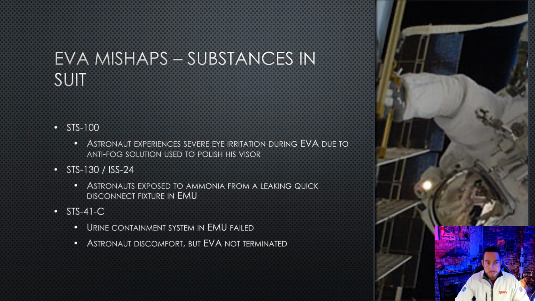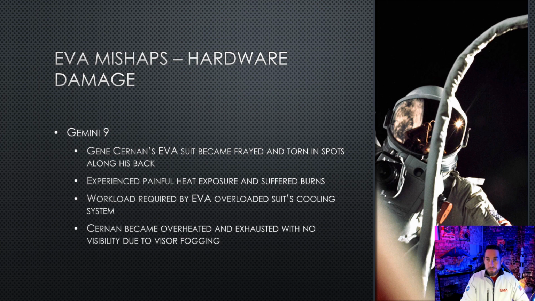On STS-130, Shuttle Mission 130, and then ISS Mission 24, we talked about bringing foreign substances back into the airlock. There were astronauts out trying to fix the heat exchanging loop, which is filled with ammonia. There was ammonia leaking from a quick disconnect fixture, and they were exposed to ammonia. On Shuttle Mission 41, the urine containment system in the EMU failed, so there was a lot of discomfort along with this urine floating around, but for that one the EVA wasn't terminated.